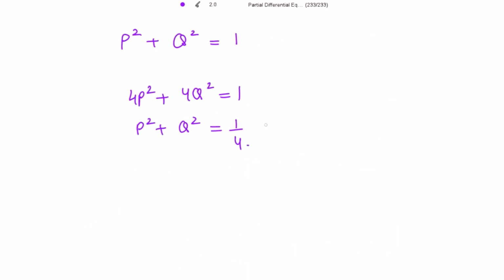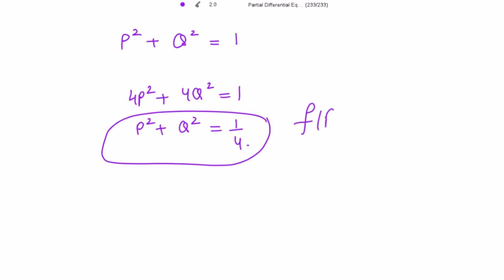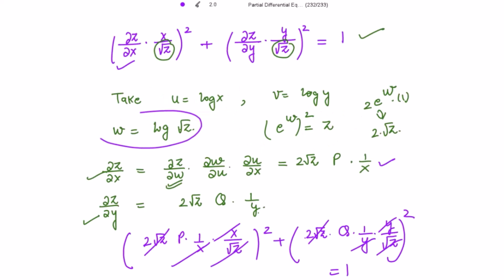Your equation should be in the format f(p, q). If it is coming in this format, you can take the desired value w equal to log root z. You can also try w equal to log of z as before, but because I'm having square root z over here and I need to cancel that, it is better to take log of root z. Or you can also take, like I have done in this example, 2 root z. Whatever value you are comfortable with, you can take that.